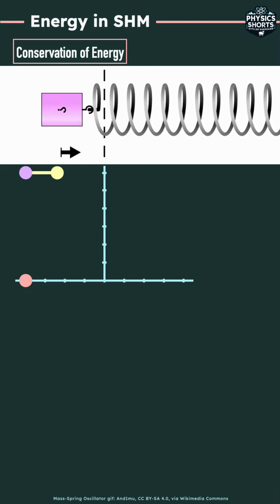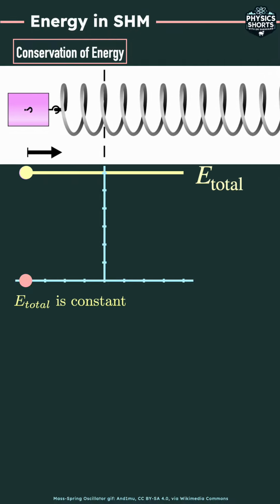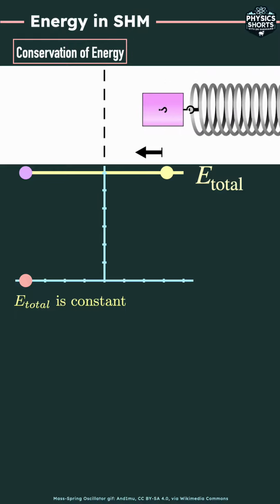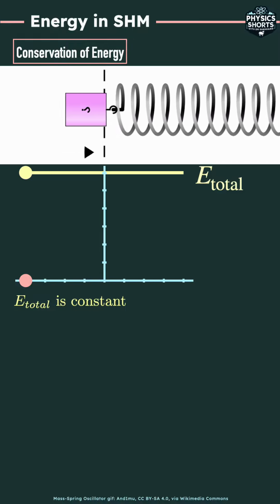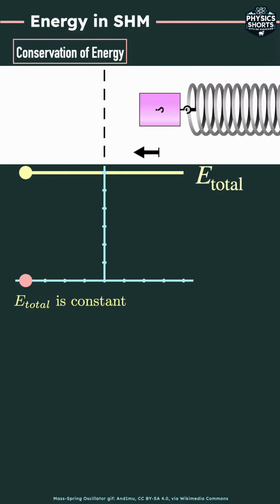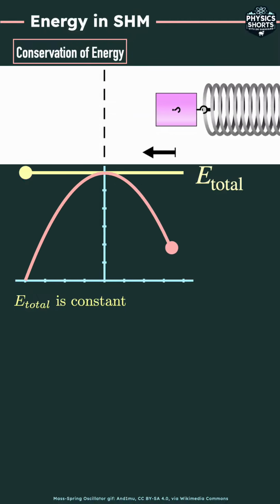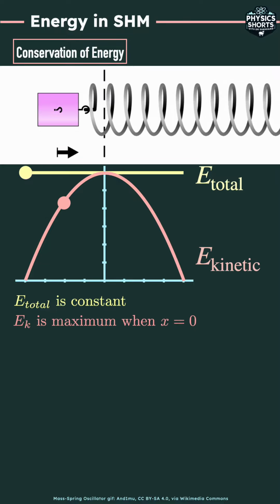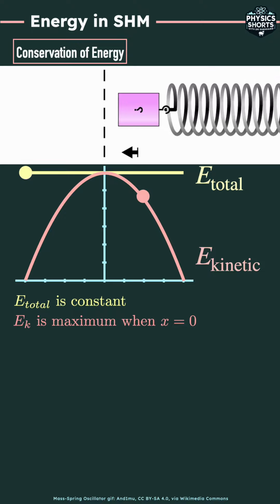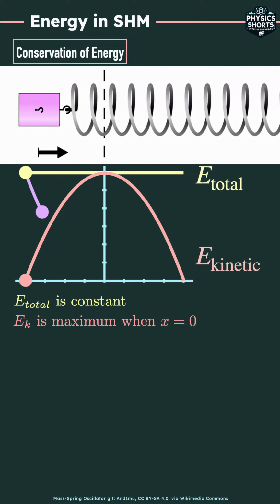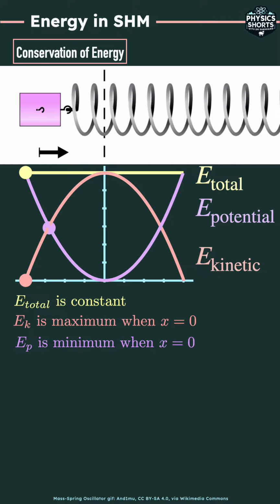We're going to start off with the fundamental principle, conservation of energy, where total energy is constant. Now there's going to be kinetic energy and potential energy. The kinetic energy is going to be a maximum at zero displacement and zero at maximum displacement. The potential energy is going to be maximum at maximum displacement and minimum at zero displacement.